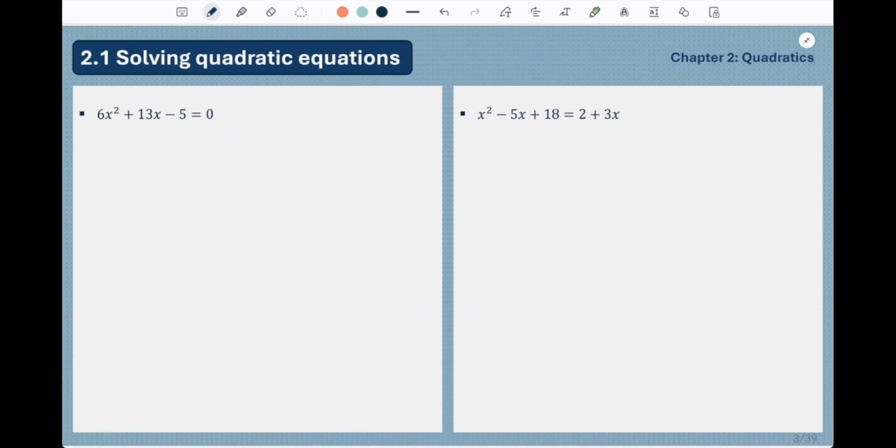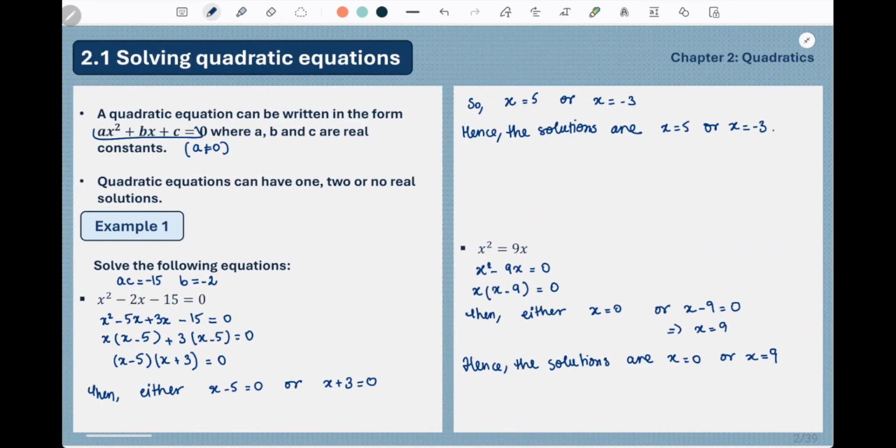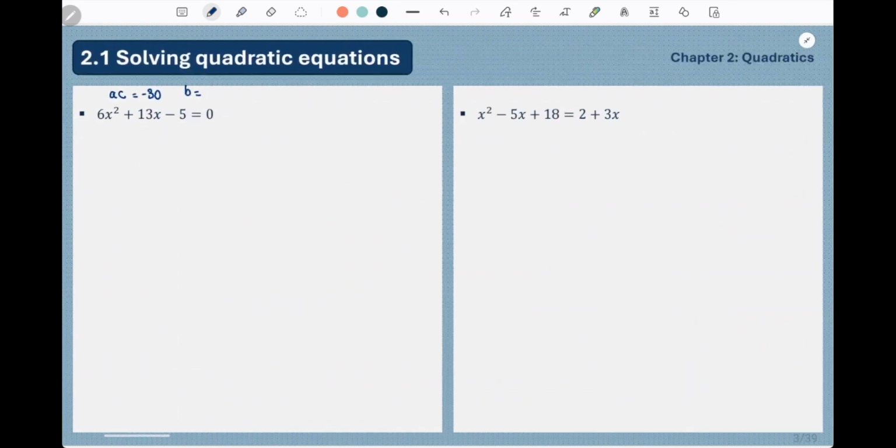So I'm gonna use the method I've used earlier, so AC. In this case, my A is 6 and my C is minus 5. So the product is gonna be minus 30. And my B in this case is 13x. As I said, we are referring to this one when we find the A and B and C. So my B is 13.